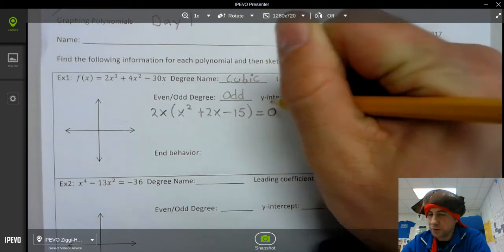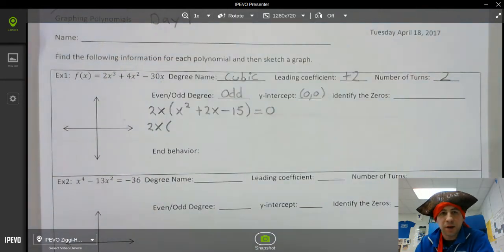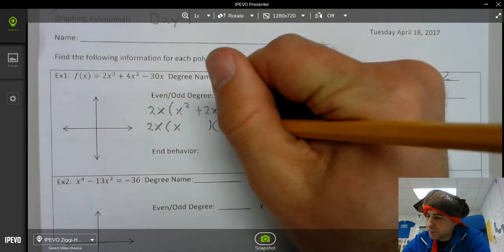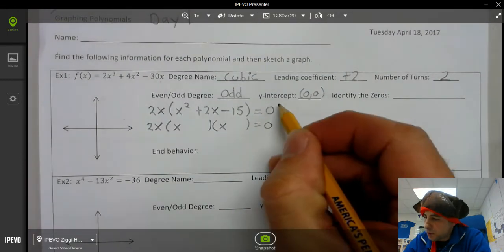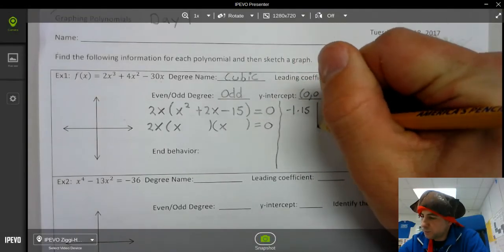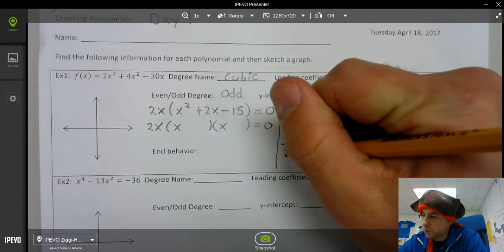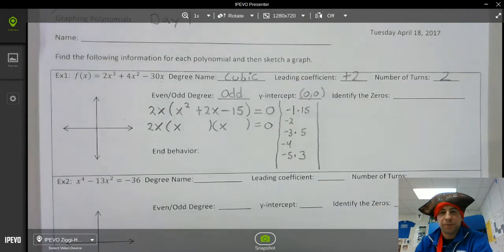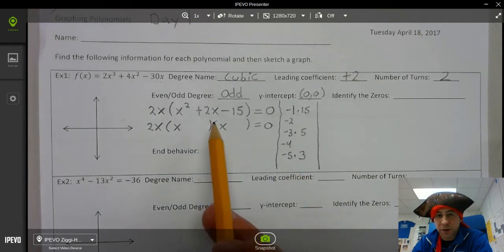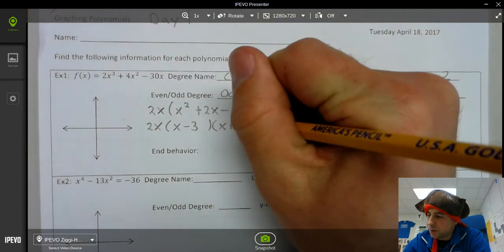And we're going to set that equal to 0. Now we're not doing anything with the 2x. Since we know it's x squared, we have two parentheses. We know that x and x make x squared. Now we need to find all the factors of negative 15. So negative 1 times 15. Negative 2 doesn't work. Negative 3 times 5. Negative 4 doesn't work. Negative 5 times 3. So we've gone through all the combinations. Now we're looking for which combination combines to be 2. In this case, it's a negative 3 and positive 5. So it's x minus 3 and x plus 5.